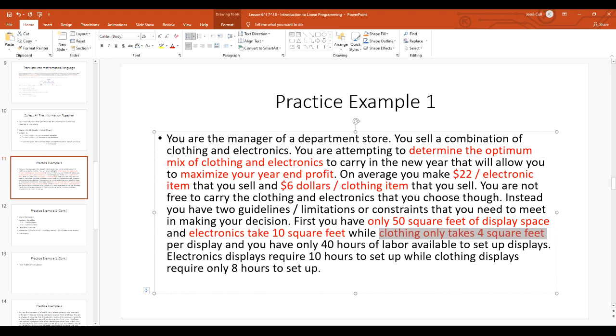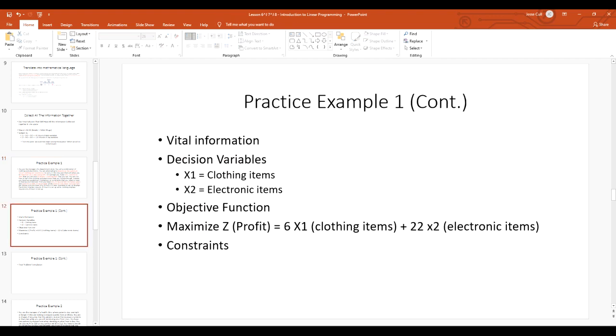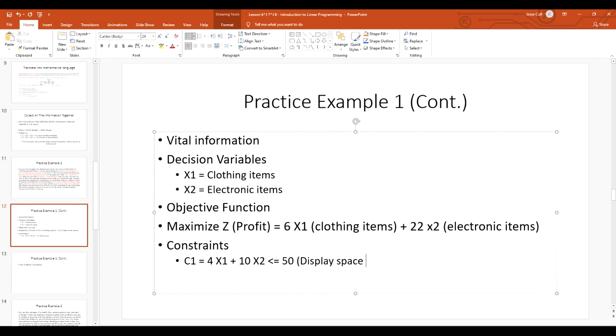So we have to write that in an equation format. Let's do that now. So constraints C1 is equal to 4x1, 4 square feet per clothing item, plus 10x2, 10 square feet per electronic item, and it has to be less than or equal to 50, which is the display space available.